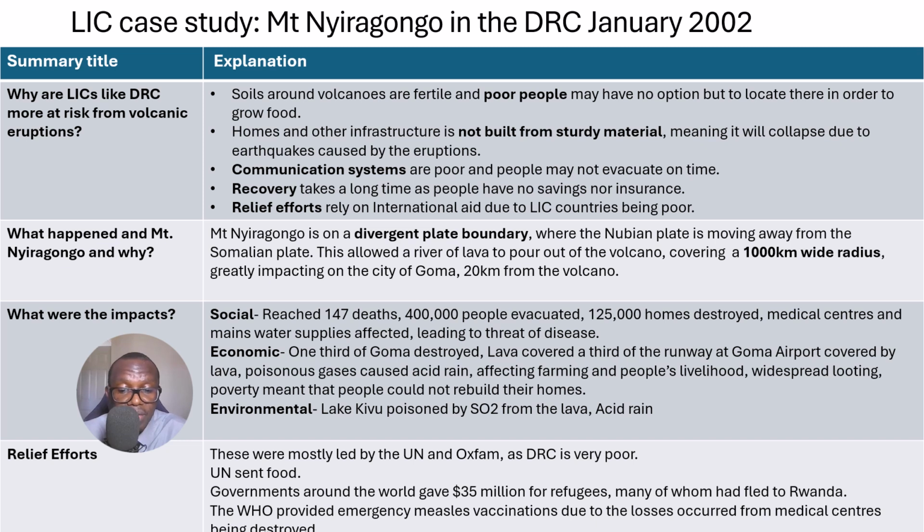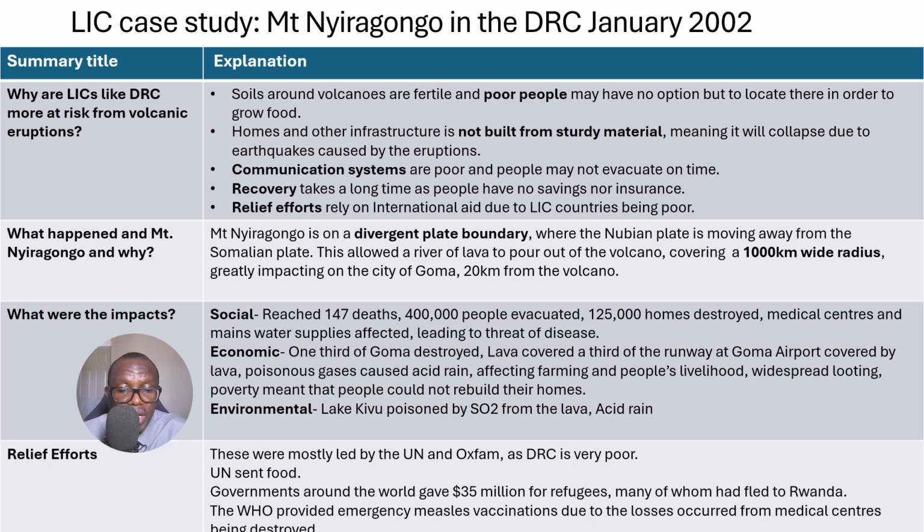Then as far as environmental impacts go, Lake Kivu was poisoned by the sulfur dioxide coming from the lava. And there was also acid rain as a result of the sulfur dioxide as well. Now that obviously impacted the ecosystems in this particular lake and around the area.